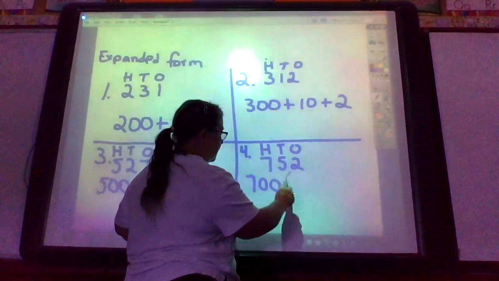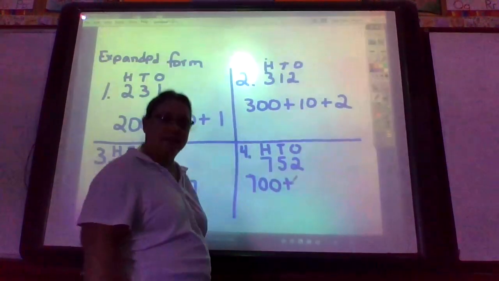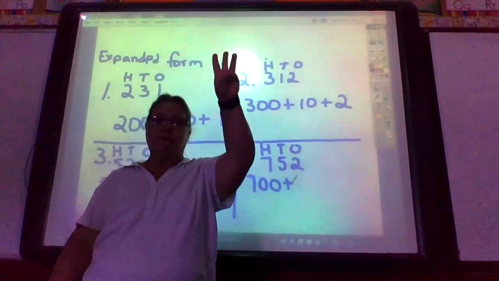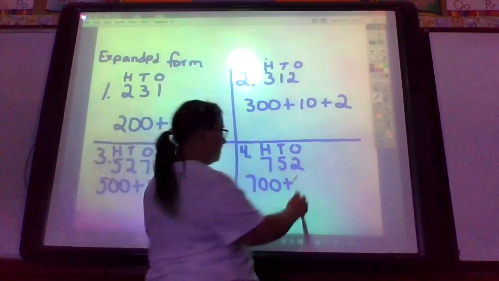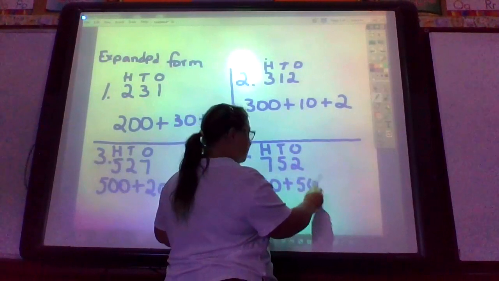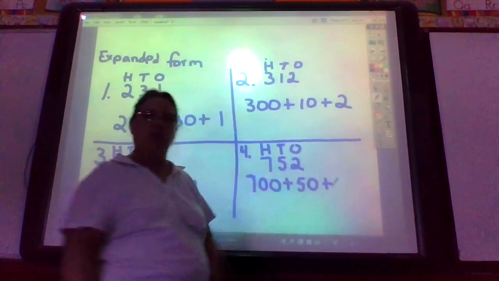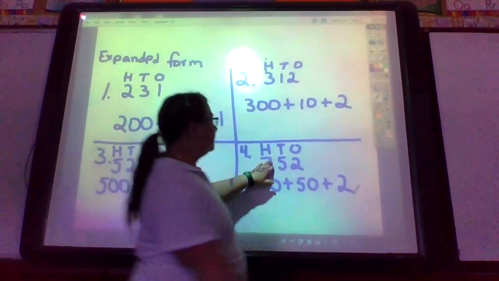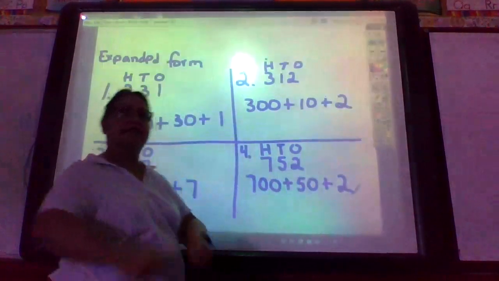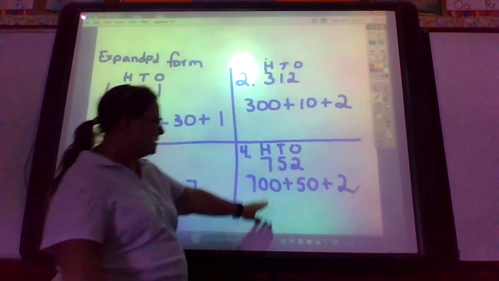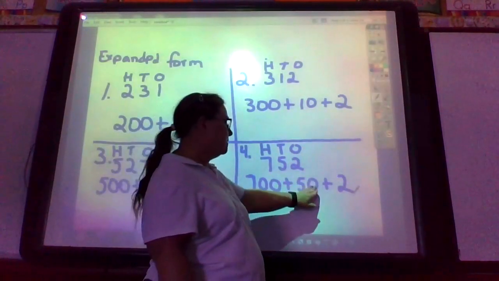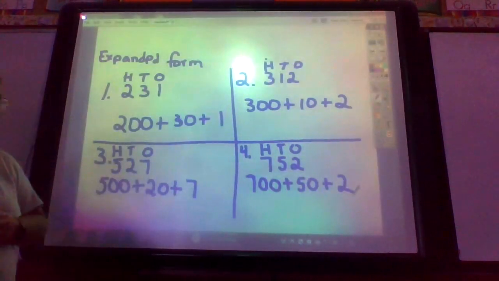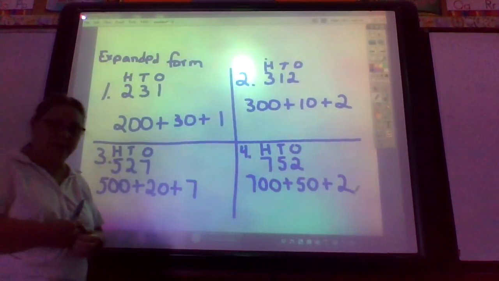700 plus. How many tens? I have 5 of them. 10, 20, 30, 40, 50. So I write my 50. Plus. How many ones? 2. 1, 2. So 752 in expanded form is 700 plus 50 plus 2. Okay? Expanded form.